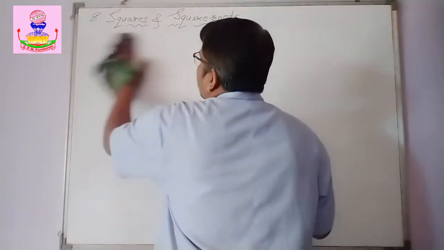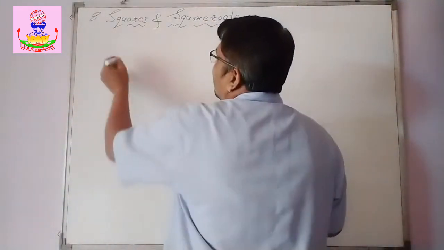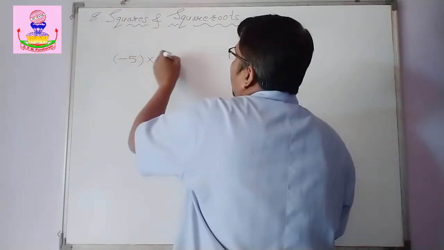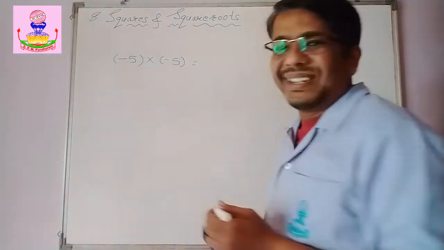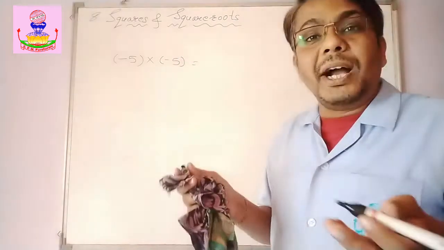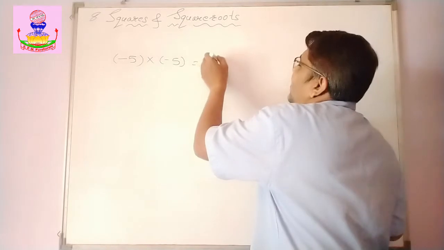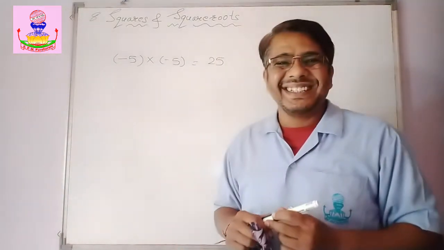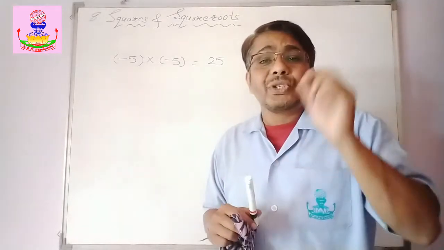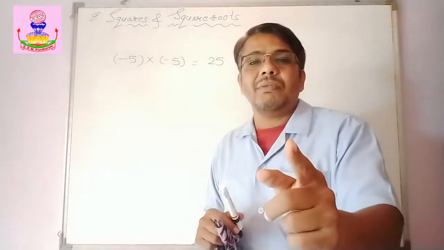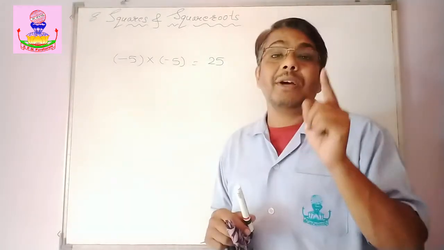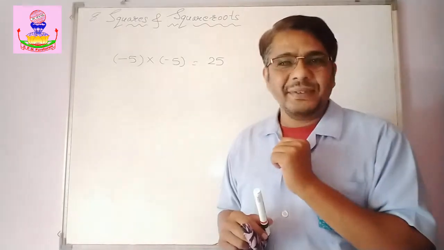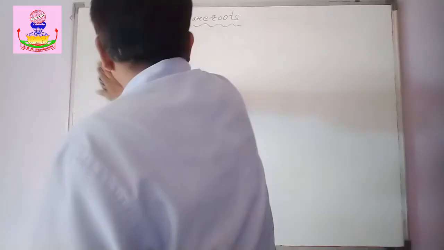Okay? Suppose I have got a negative number, minus 5 into minus 5. What will I get? Square of 5, 25. And minus into minus, of course, plus. So what does it mean? Square of a negative number is always positive. Do you understand?